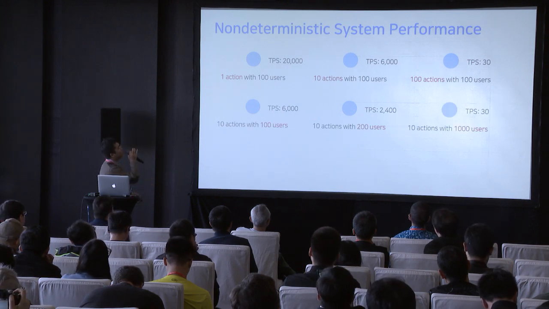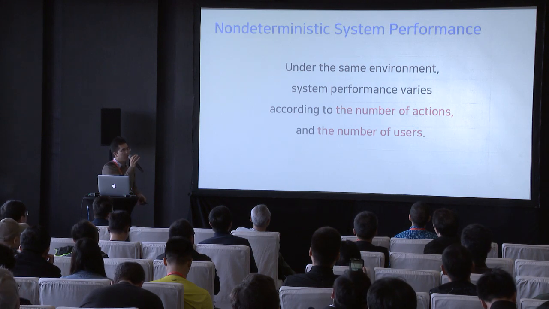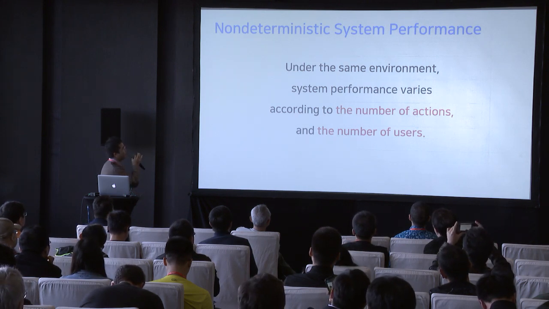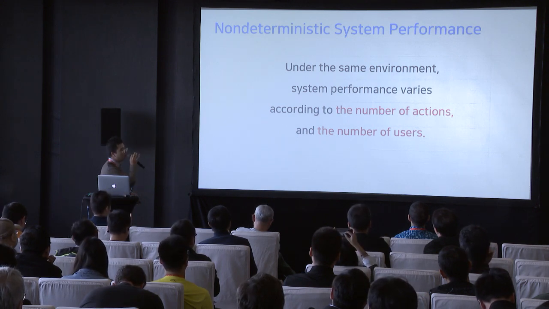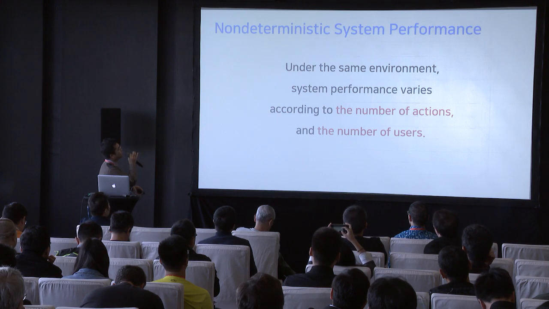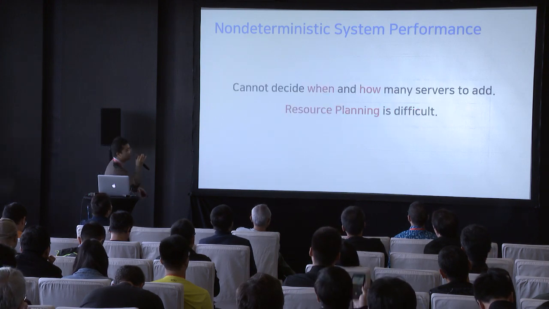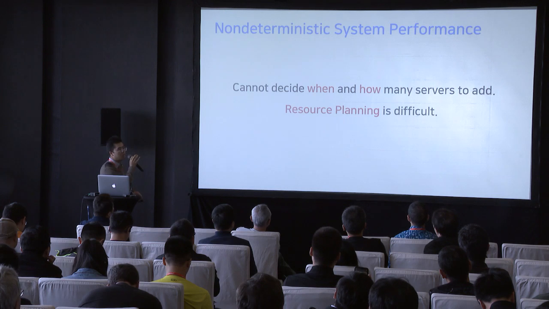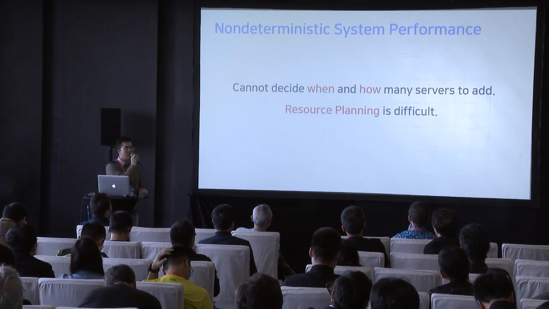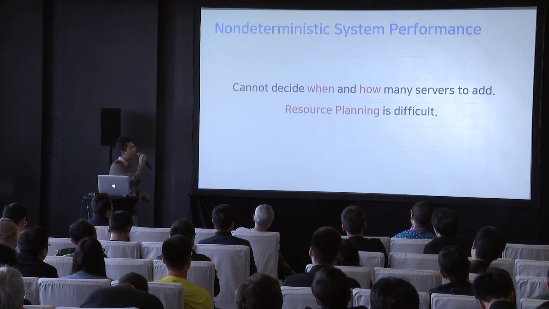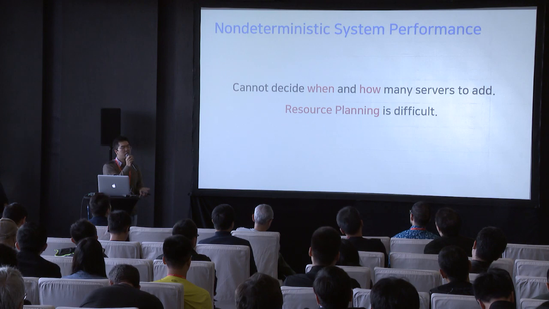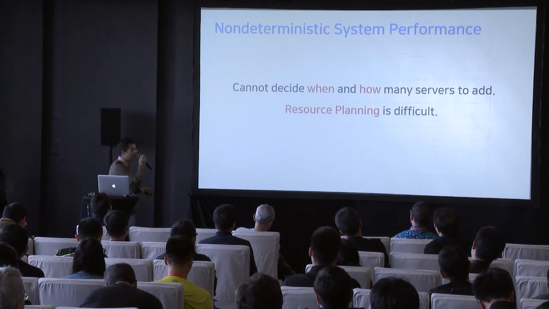So, under the same environment, our system's performance can vary according to the number of active actions and the number of active users. This makes it hard to decide when and how to scale up our clusters. The resource planning is very difficult. So now you already know that there are some flaws in the current scheduling of OpenWhisk. Next, Dominic will talk about what we have done to resolve these issues and what we get. Thanks.